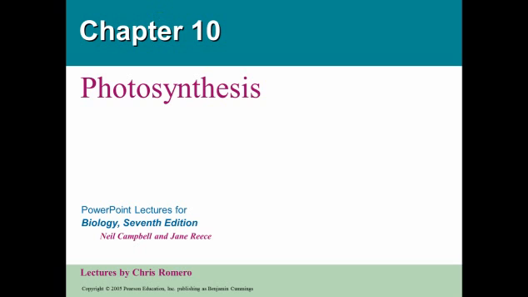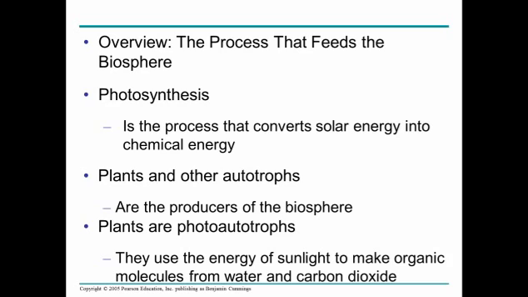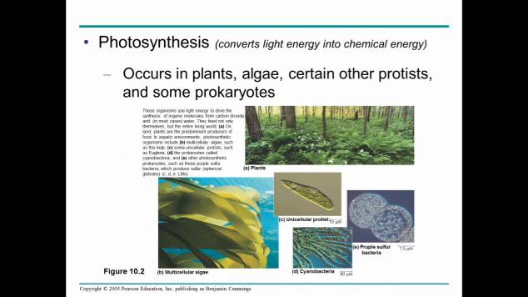This is Campbell's Biology 7th edition, Chapter 10 on photosynthesis, Part 1. So we're talking about the process of converting the sun's energy into chemical energy in the form of chemical bonds. Plants and other autotrophs are the ones that do this. And they make organic molecules by combining or using water and CO2, carbon dioxide.